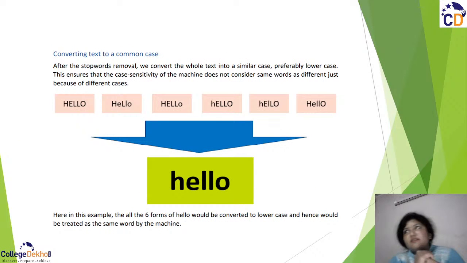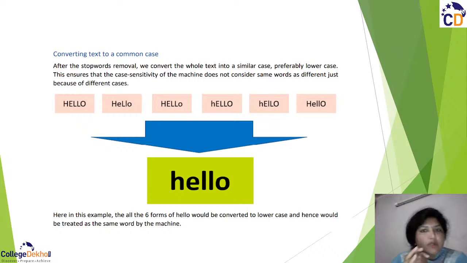Then the next step is to convert all the text into a common case. What do you mean by common case? Lowercase, right? After stop word removal, we convert the whole text into a similar case, preferably lowercase. So we usually use lowercase for converting the text. This ensures that the case sensitivity of the machine does not consider the same words as different just because of different cases.